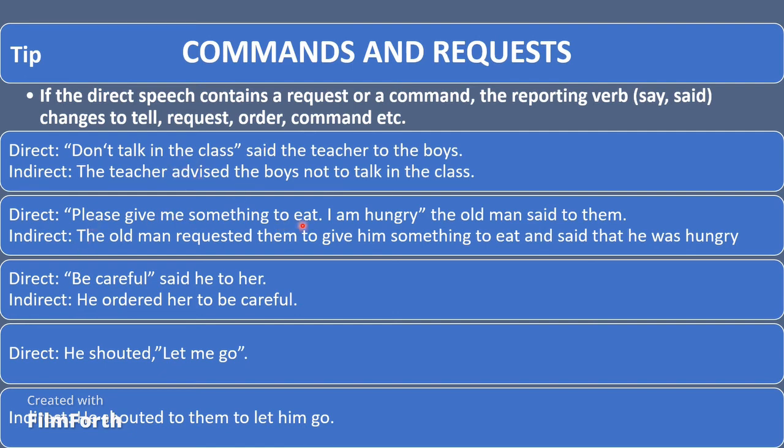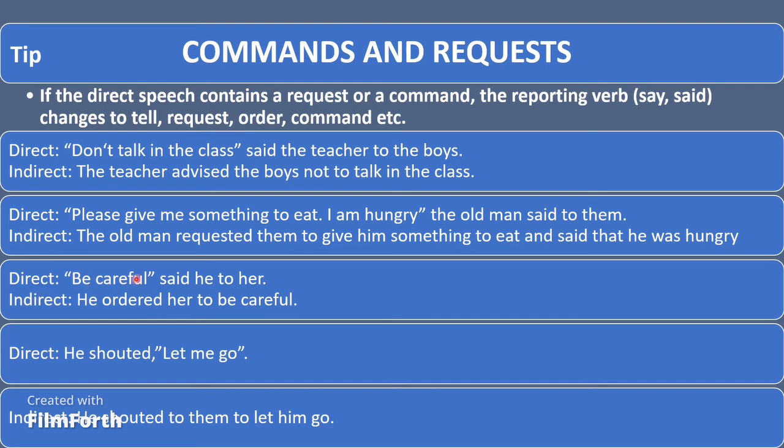Please give me something to eat. I'm hungry, the old man said to them. Now what is that? It's a request. He's pleading with them, right? How do you change it into indirect speech? The old man requested them. Here you are introducing the word requested them to give him something to eat and said that he was hungry. Children, please make a note that in indirect speech, you'd never have these quotation marks, okay?